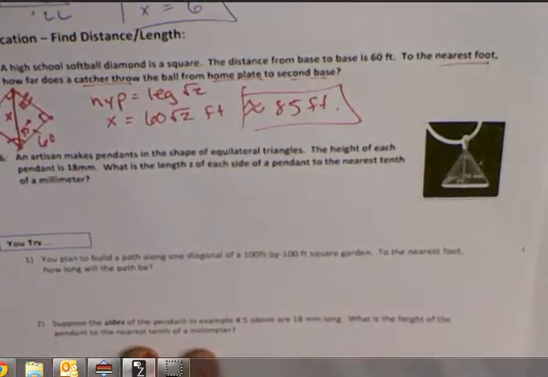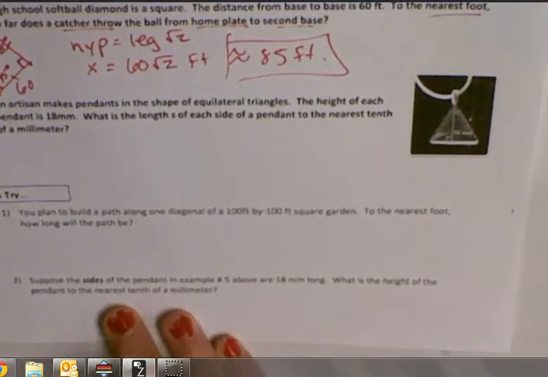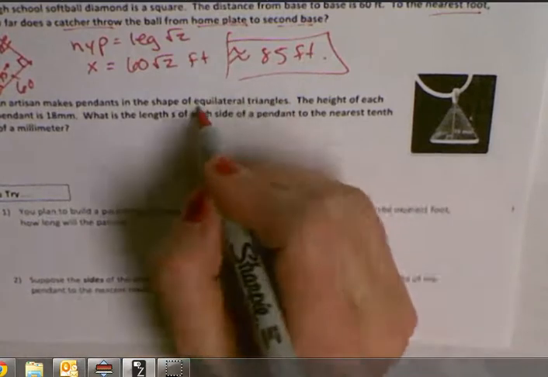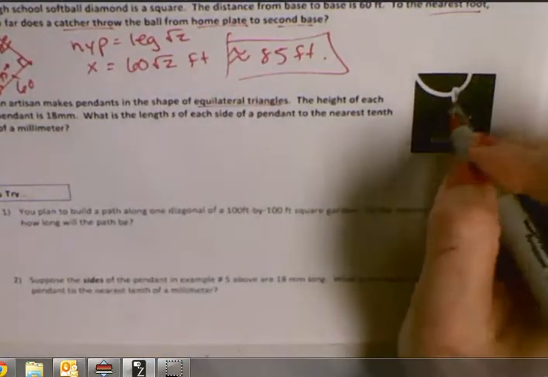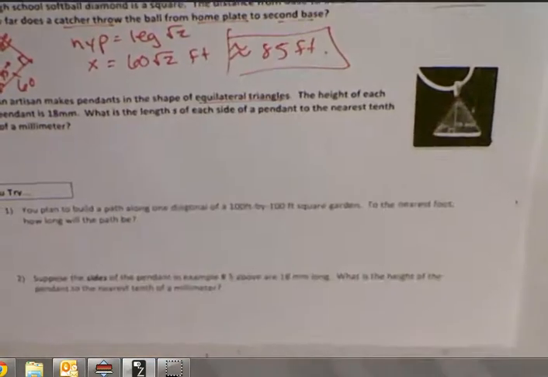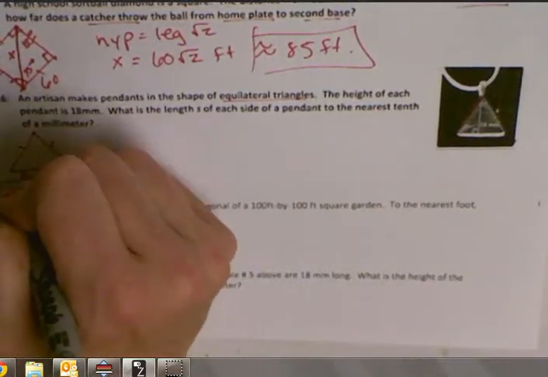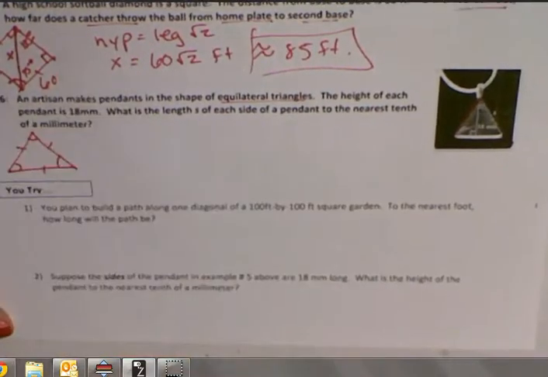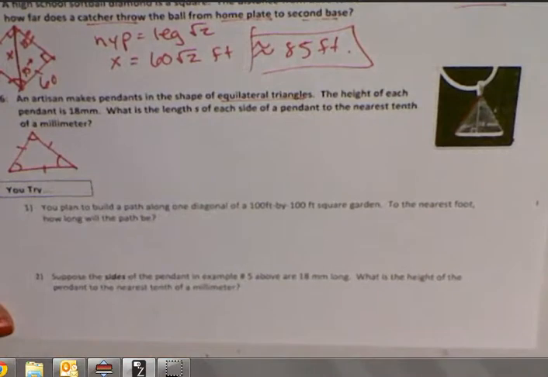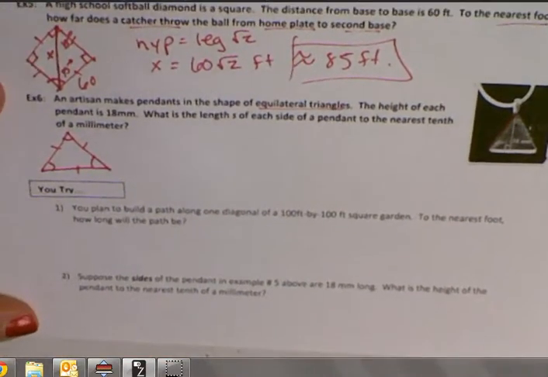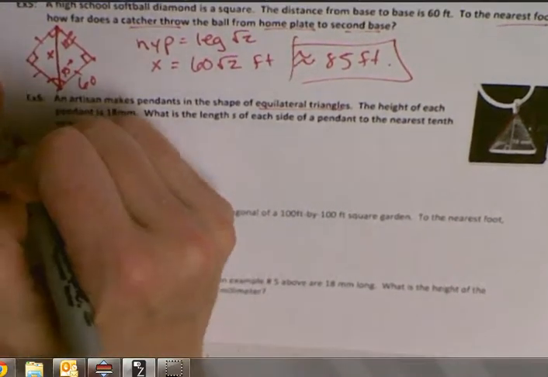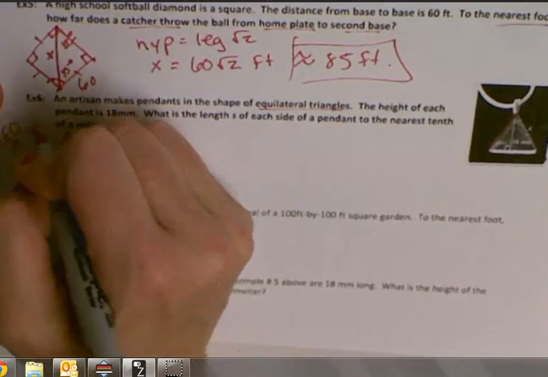Okay. An artisan makes pendants in the shape of equilateral triangles. Equilateral triangles, we know, are regular triangles, which means I have congruent sides, congruent angles. If those angles are all congruent, then we know they have to be 180 divided by 3, which is 60.